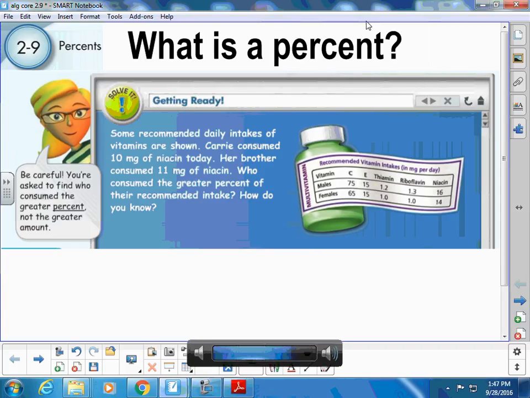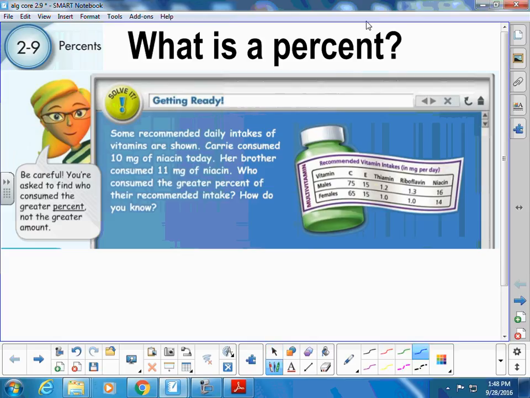2.9 is what is a percent. So here it's talking about the daily recommended vitamins for two different people, Carrie and her brother. It says Carrie consumed 10 milligrams of niacin. So we're talking niacin. And her brother had 11 milligrams of niacin.